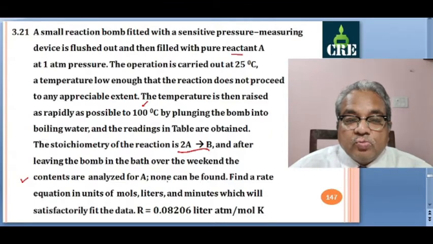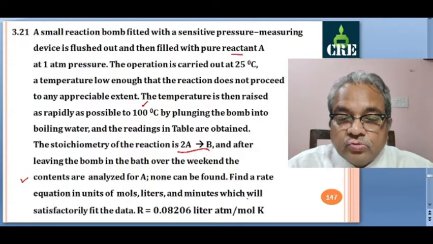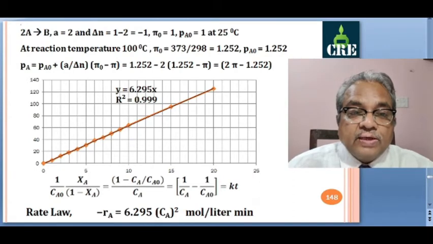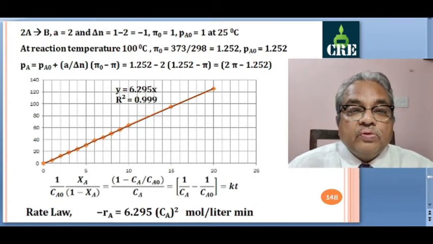Find the rate equation in units of moles, liters and minutes, which will satisfactorily fit the given data. Okay, moles, liters, per minute. So we want moles and liters in the units. So R we will take as 0.08206 liter atmosphere per mole per degree Kelvin. You have to be consistent with the units. The reaction is 2A gives B. The coefficient of A is 2. Delta N is final 1 minus 2, that is minus 1.